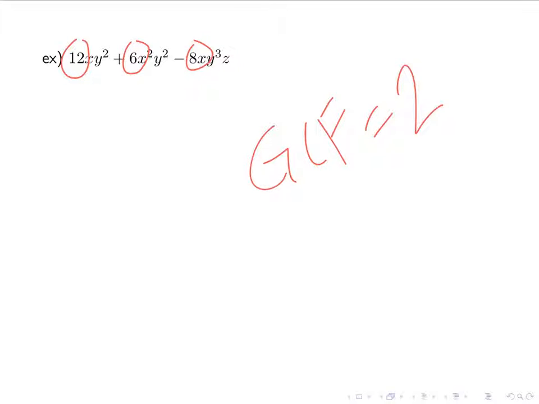Next, we look at the variables. There is an x in every term. The smallest exponent we see it raised to is 1. So there's an x in our GCF. Then we can move on to the y. Every term has a y, and the smallest exponent we see it raised to is squared. Our third term has a z, but there's no z in the first two terms. So the z is not part of the greatest common factor. It's not common to all three terms. So our GCF is exactly 2xy squared.